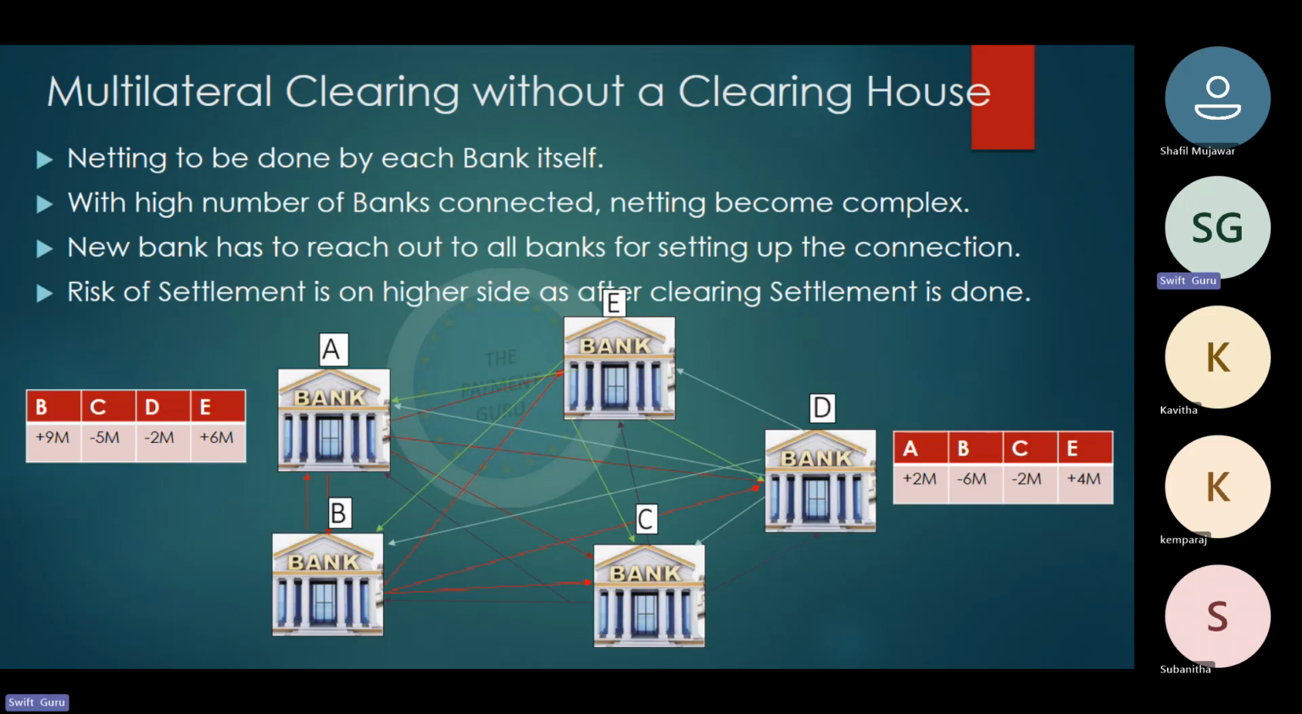Multilateral clearing, if done without a clearing house within the country, would have a lot more complexity. Every new bank, whenever they try to open, would have to reach out to multiple banks throughout the country and maintain those relationships. And that's why the clearing house resolves all this. All you need to do is onboard yourself to the clearing house. The rest of the things the clearing house will take care of.